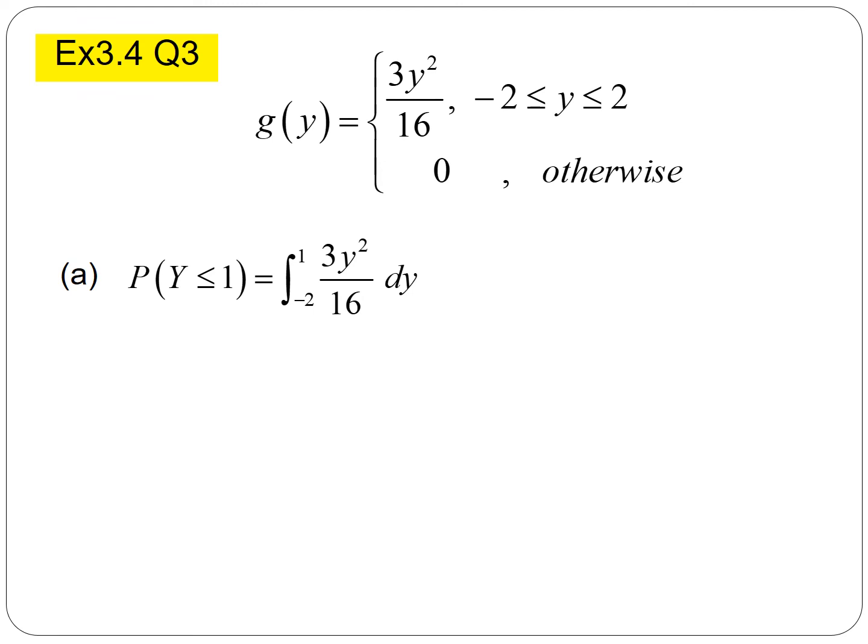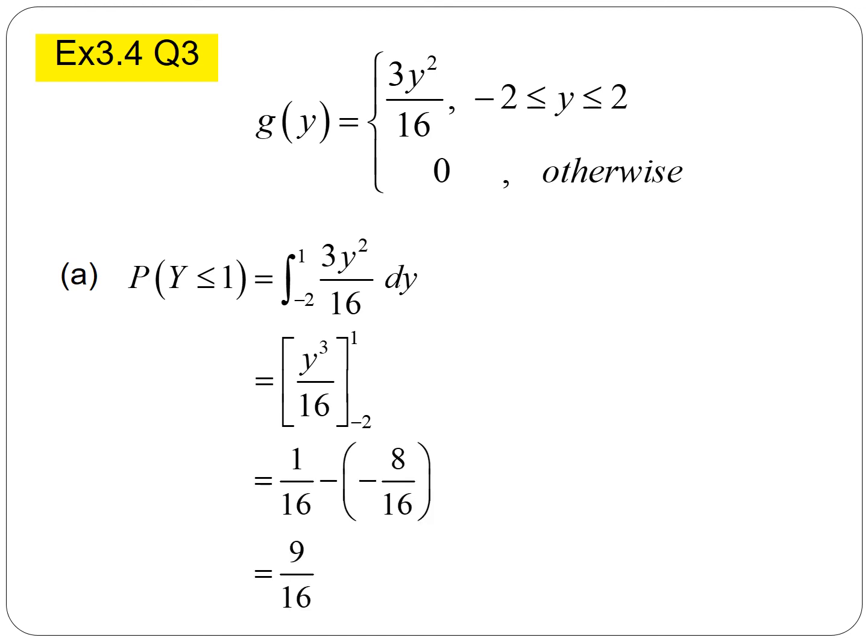We look at the first part, the probability of y less than or equal to 1. So you look at the function, negative 2 to 1. Obviously, we have to use the first function, 3y squared over 16. So you integrate y cubed over 16 from y equals negative 2 to 1. So the probability is 9 over 16.